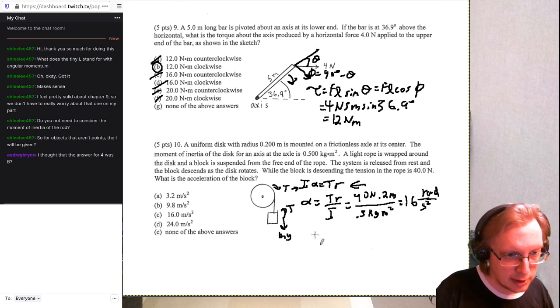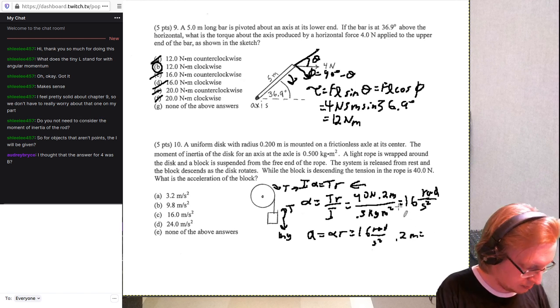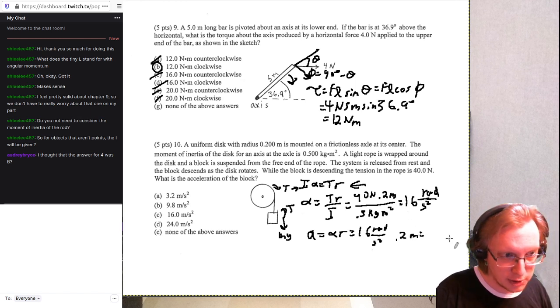Alrighty, so now we have alpha. Now I need the a. Can we do that? Uniform disk? Yep, we're still good. And that becomes alpha times R. 16 radians per second squared times the radius of 0.2 meters is 3.2 meters per second squared.